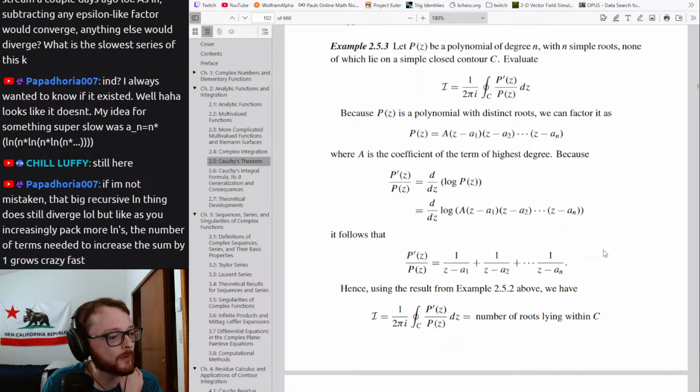Now I'm saying that big recursive element thing does still diverge. So you increasingly pack more ln's, the number of terms you need to increase them by one grows crazy fast. I can imagine, yeah.